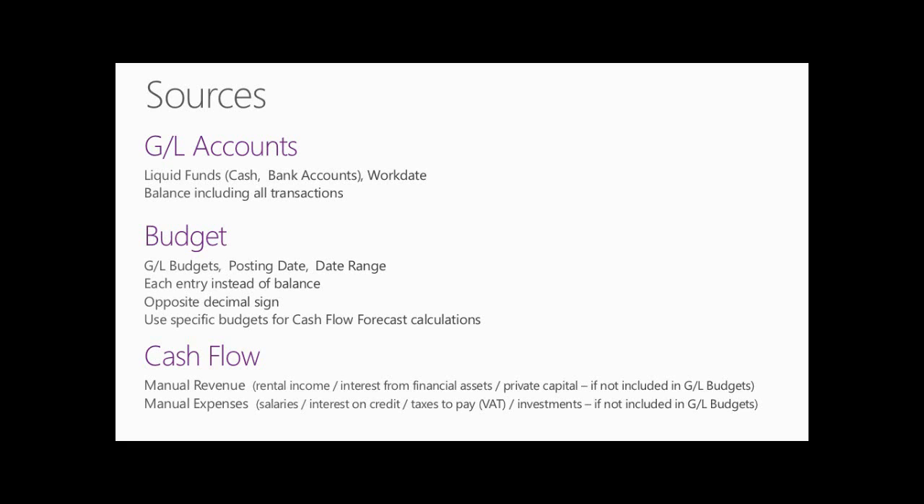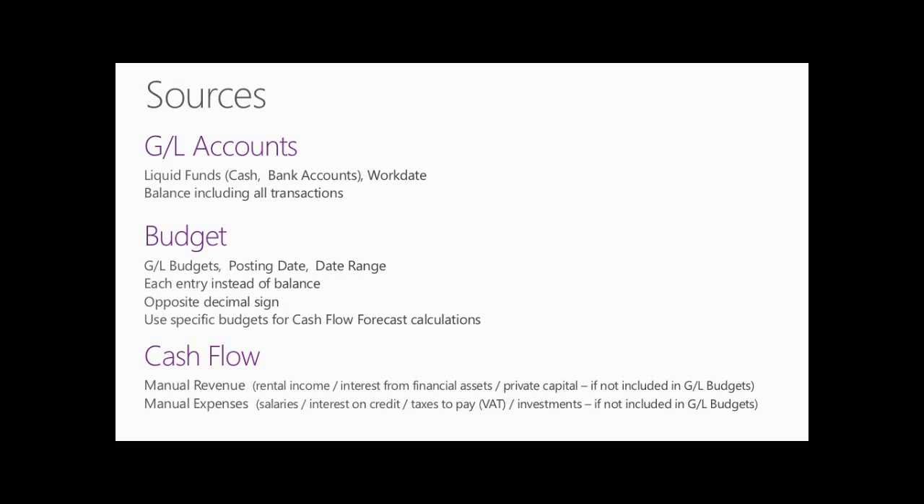Cash flow, manual revenue and manual expenses. Besides the cash flow information which you get from the areas of general ledger, purchase, sales, fixed assets and budgets, you also have the opportunity to establish further influencing factors in the form of manual payments differentiated into revenues and expenses.